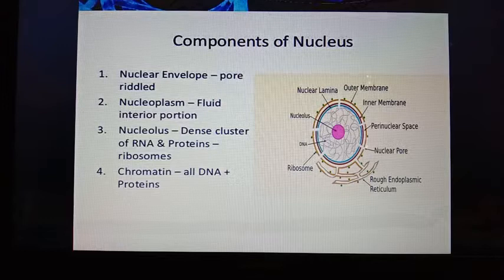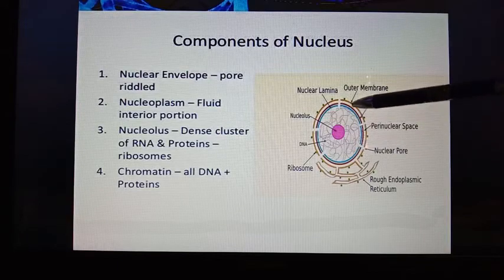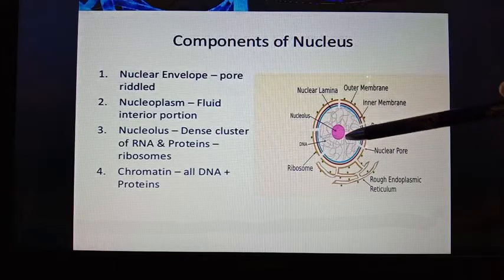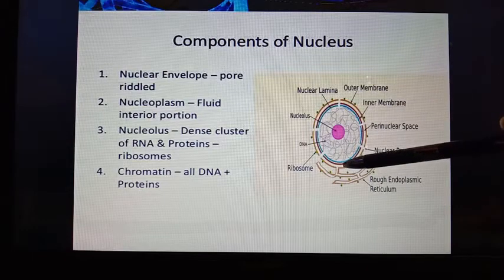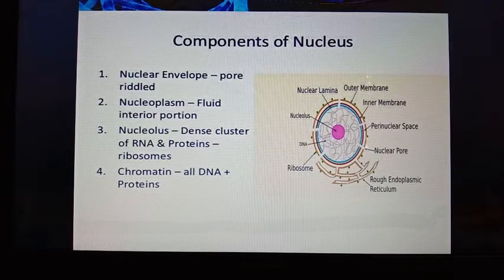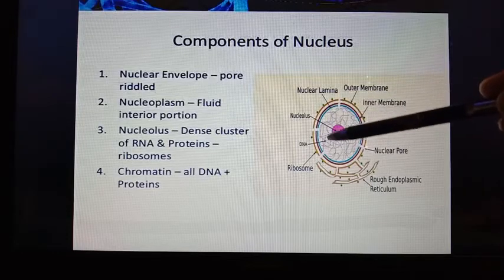Next is nucleoplasm. It is mainly the ground substance present inside the nucleus that is covered by nuclear membrane. It is mainly colorless, dense, fluid part. It contains nucleolus and thread-like chromatin fibers.